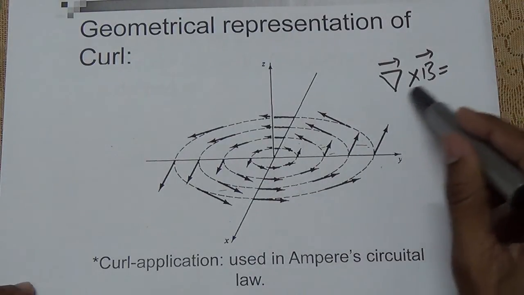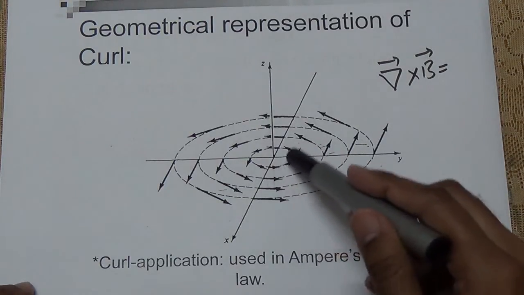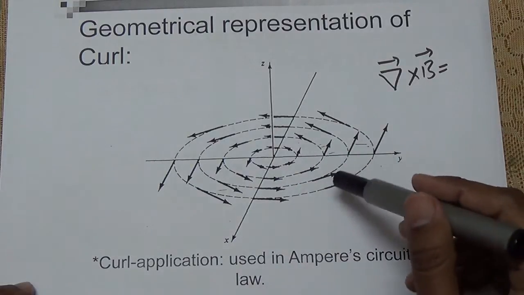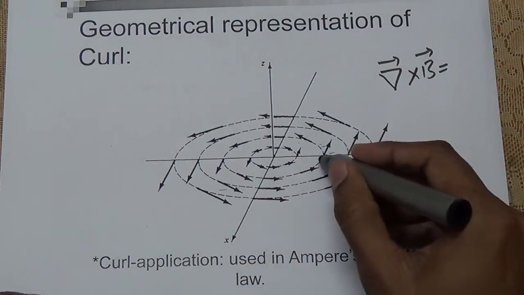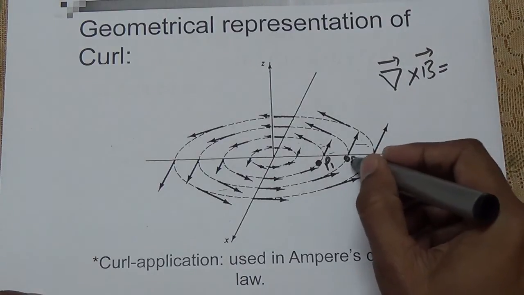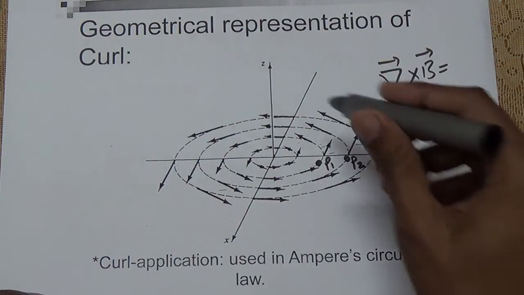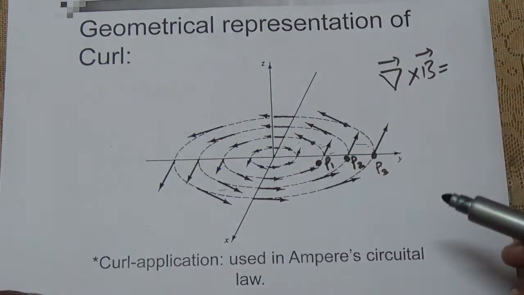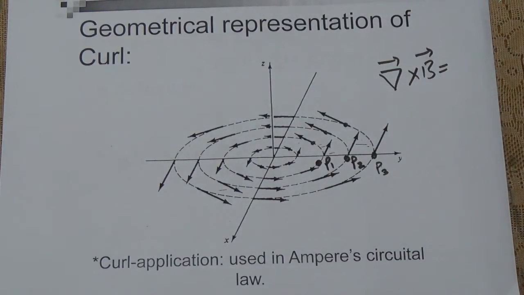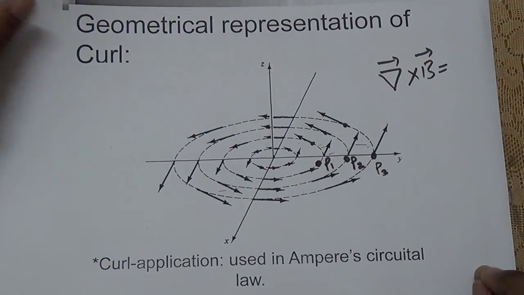So with the help of this curl operator, we can find out the rate of rotation of this field, direction as well as magnitude at any point. We can find out the magnitude at this point P1, the magnitude and direction at this point, or at any point in the space where we observe that particular field. So from the curl we are just measuring the rate of rotation of that particular field.